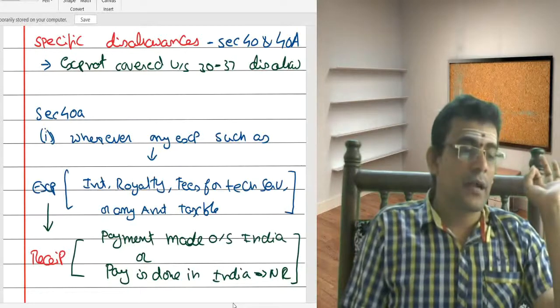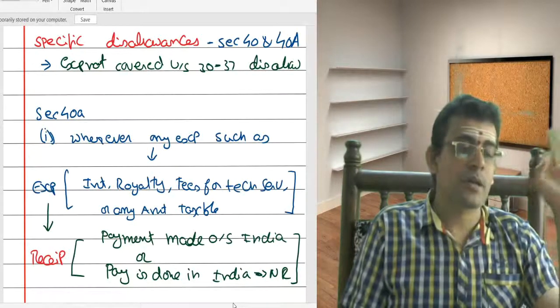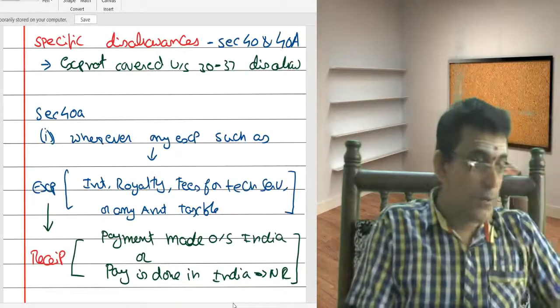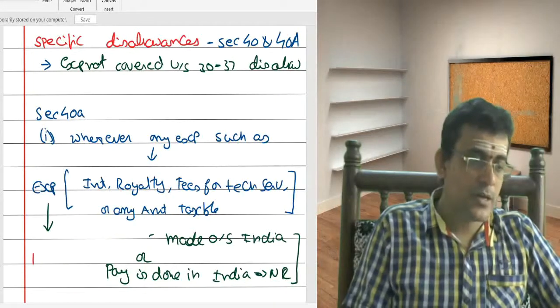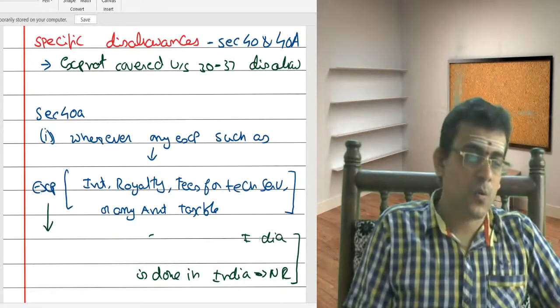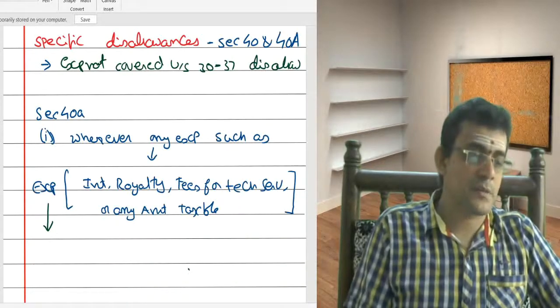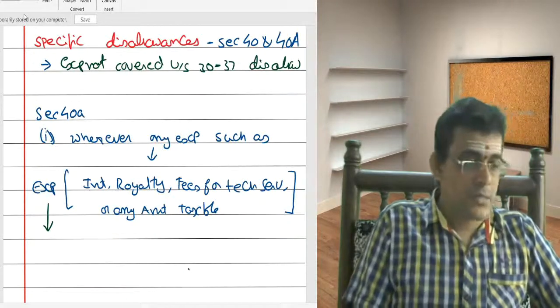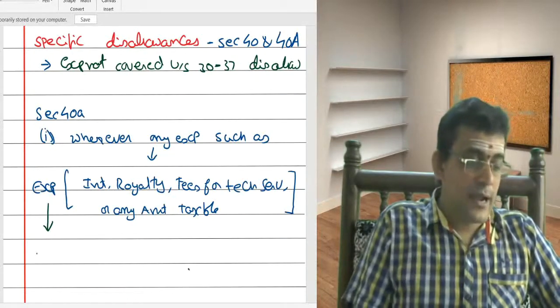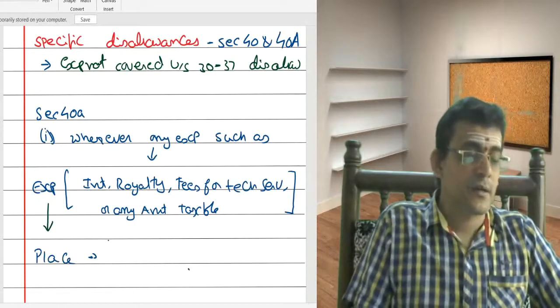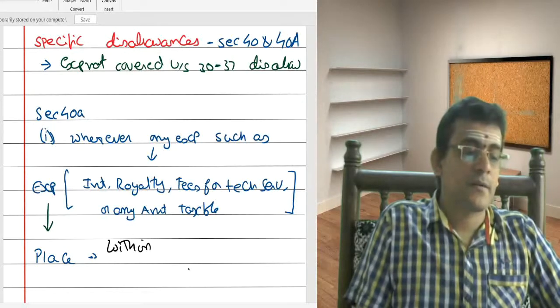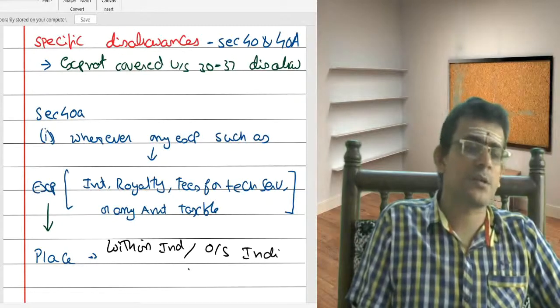Clear? So whenever any expense is paid to a recipient, let me change this slightly so that you can easily understand with much more clarity. You are paying these expenses. Now I need to see where you are paying, the place of making payment of this expense. What is the place? The place is nothing but either the expense is paid within India or outside India. That's what is called the place.